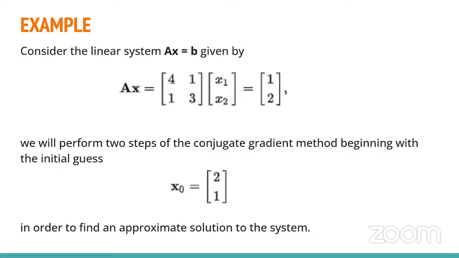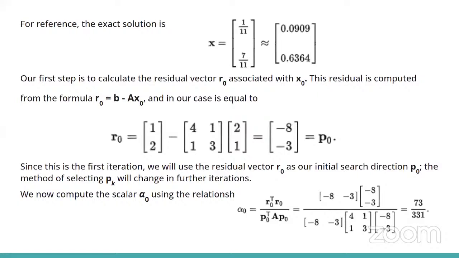So using, please, next slide. So for reference, the exact solution is this. This is showing us our exact solution, which is X, but our approximate solution is X naught. So assuming this is our exact solution, 1/11 and then 7/11, having solved the equation.